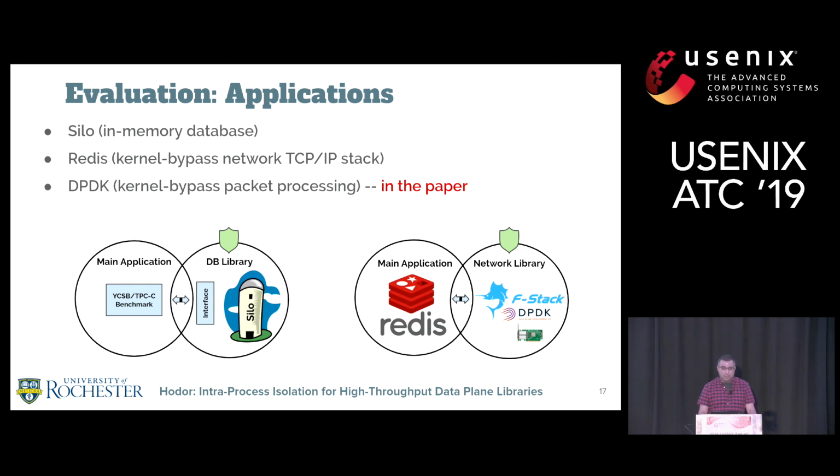On the left, we use Silo, which is a library that can be used to write scalable in-memory databases for multi-core machines. We use this library to provide an in-memory key-value store and an in-memory OLTP interface. Then we use the YCSB and TPC-C benchmarks to evaluate the cost of using the in-memory database as a protected library. Similarly, we used Redis, which is another in-memory key-value store that serves requests over the network, but we replaced the kernel networking with F-Stack, which is a kernel-bypass TCP/IP stack. In this instance, the network library is protected from any vulnerability that may exist in Redis.